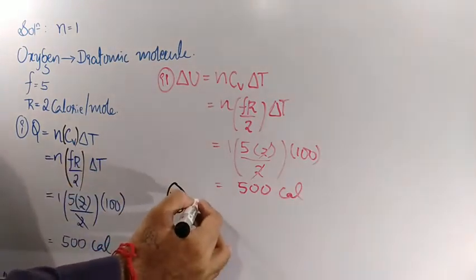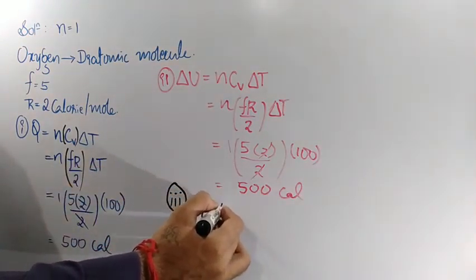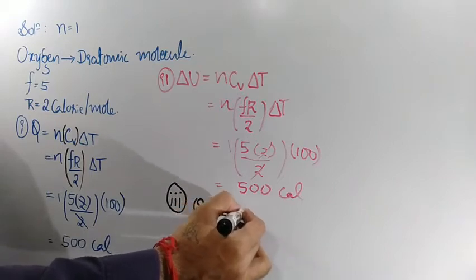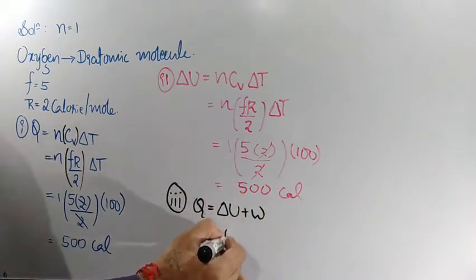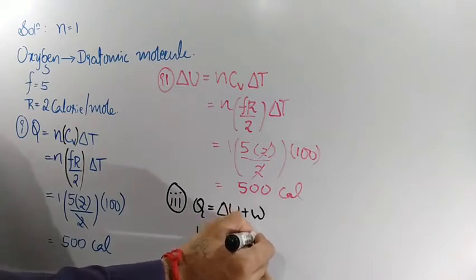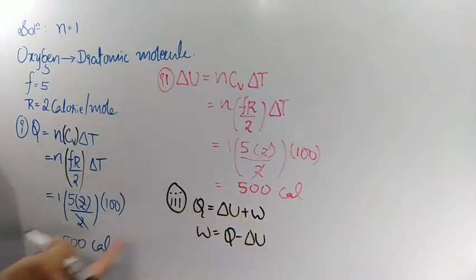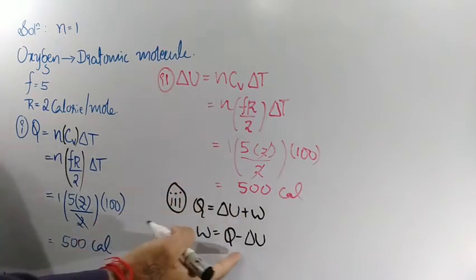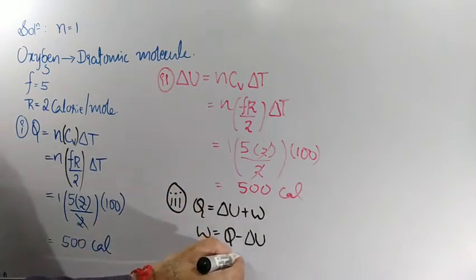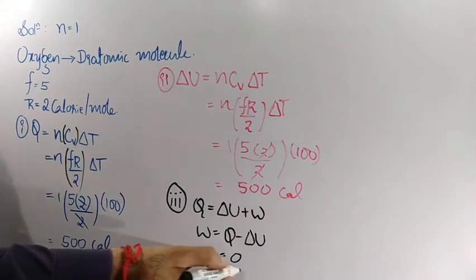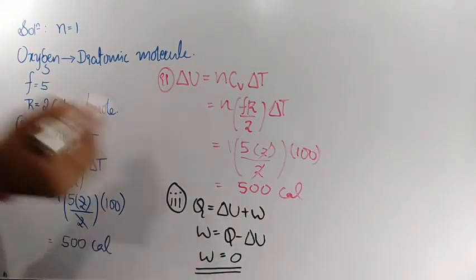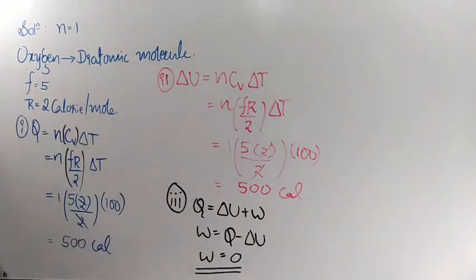From the first law of thermodynamics, the amount of heat given to the system is equal to the increase in its internal energy plus the external work done, or work done is equal to Q minus delta U. Q value is 500, delta U value is 500, 500 minus 500, the value will be 0. Zero work done. In case of constant volume, always remember you are going to get work done equal to 0 only. Clear?